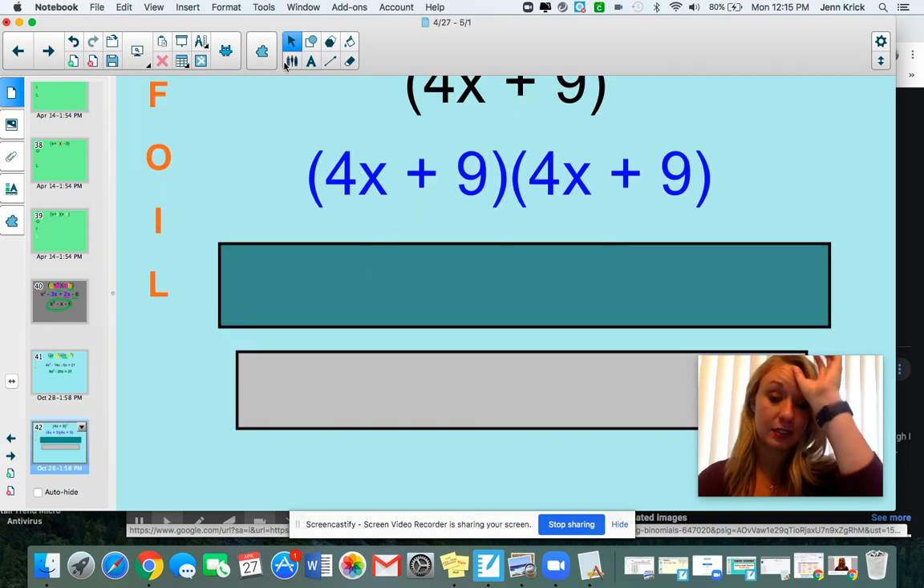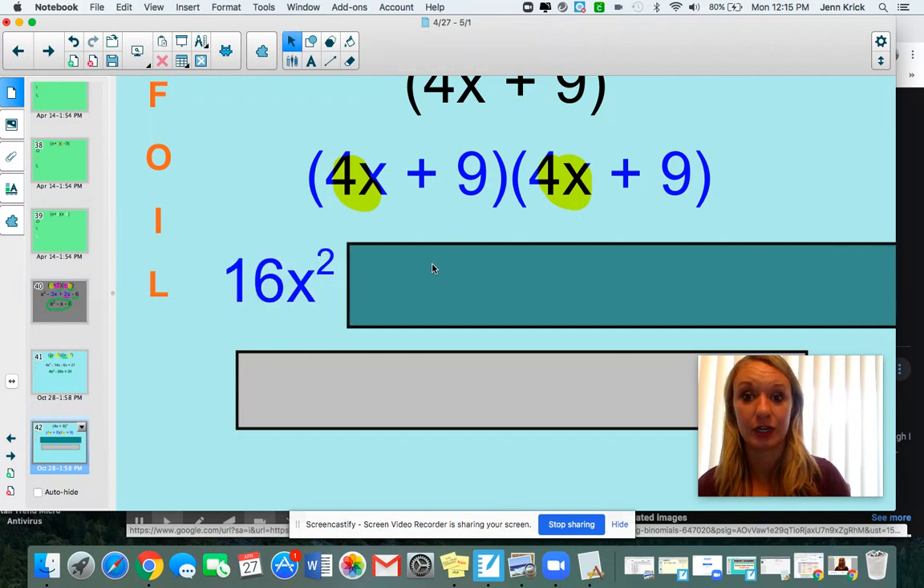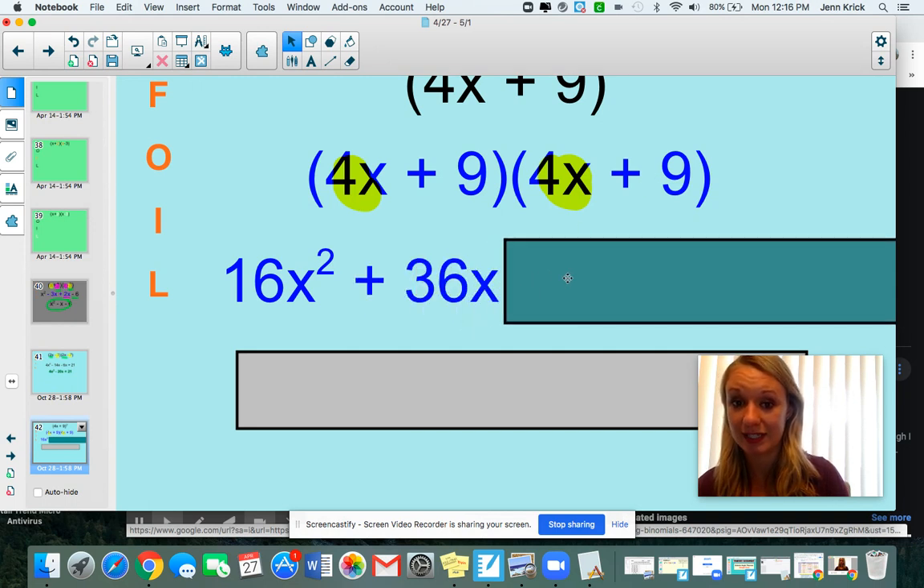So first is our first terms within our binomials. So we've got 4x times 4x, which is going to give me 16x squared. Then outer terms, 4x times 9, 36x.